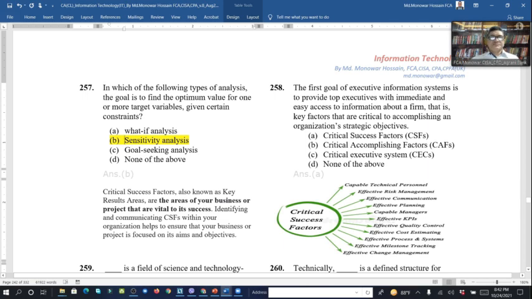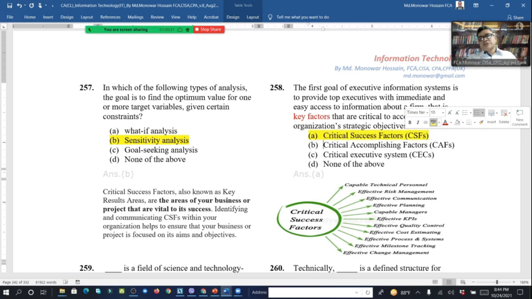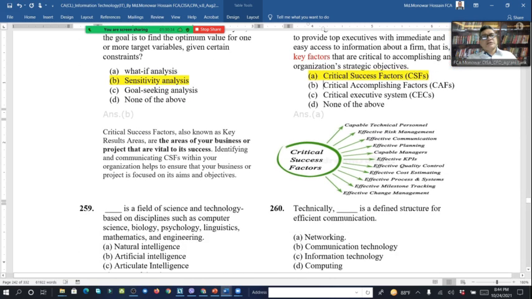The first goal of an executive information system is to provide top executives with immediate and easy access to information about a firm or organization, that is, key factors that are critical to accomplishing an organization's strategic objectives. So here the basic thing is critical success factors. So what are critical success factors?